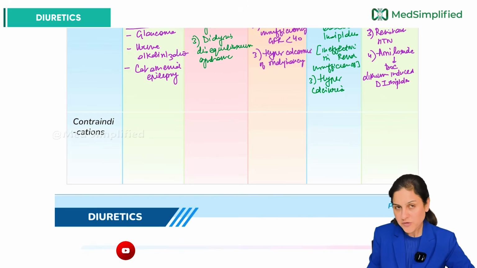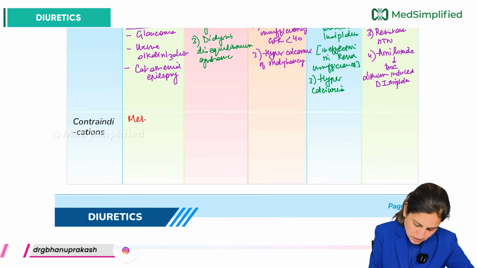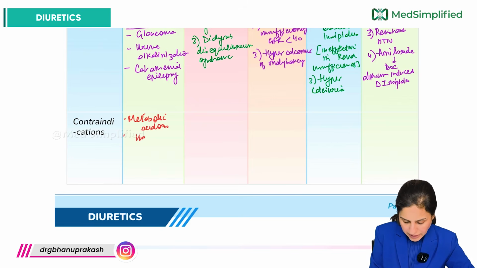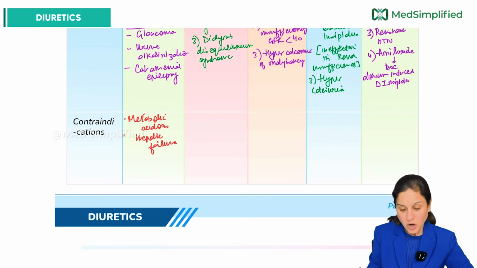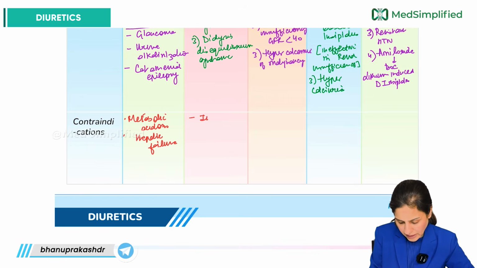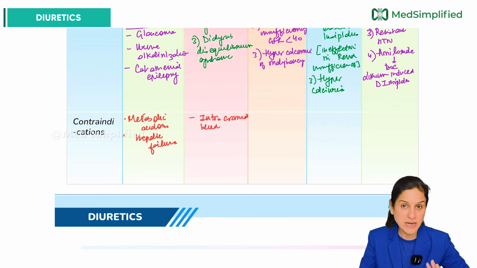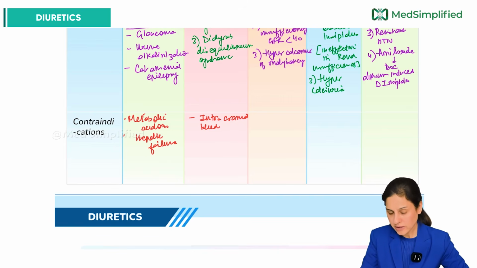Contraindications of them. The first, carbonic anhydrase inhibitors, because they can cause acidosis. So metabolic acidosis remains a contraindication, as does hepatic failure. Osmotic diuretics are absolutely contraindicated if there is any kind of intracranial bleed or hemorrhage. So in case of cerebral edema, you have to rule out whether there is an intracranial bleed or hemorrhage. If there is, then we cannot use them until the bleeding stops.